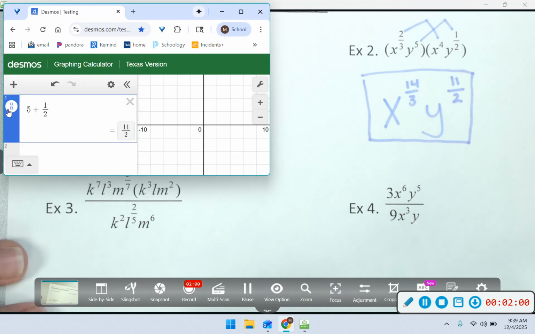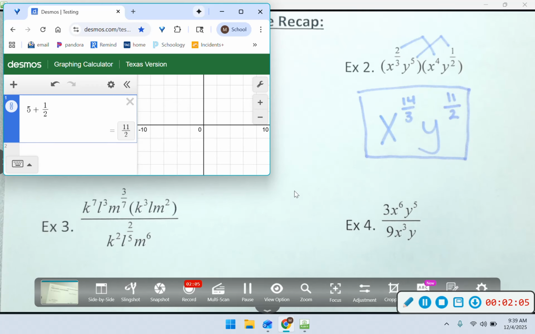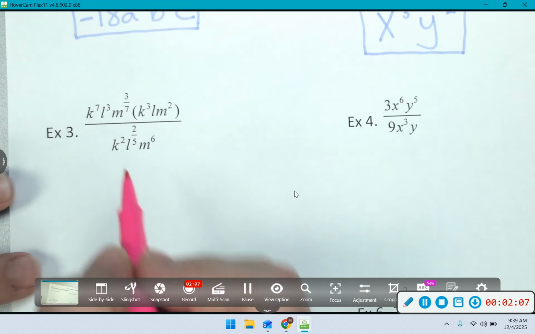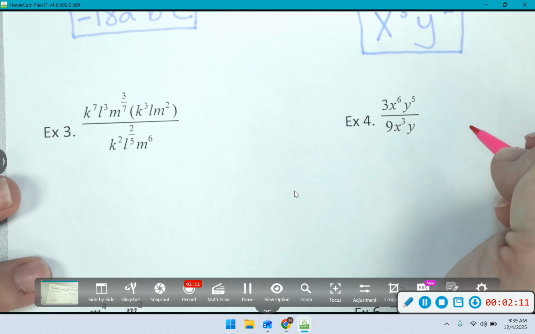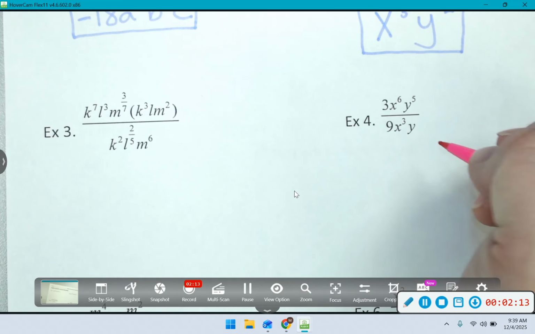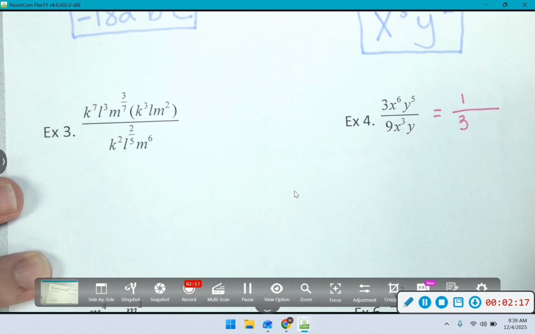So the next problem, this is quotient. This is division. Again, I have some fractions, but this one also has multiplication. So I'm actually going to do this one first to cover just the quotient rule first. Okay, so 3 divided by 9. Well, if I type that in my calculator, it does simplify to 1/3, not 3.